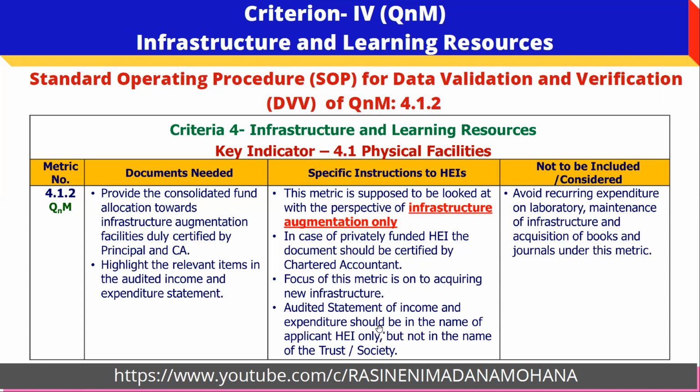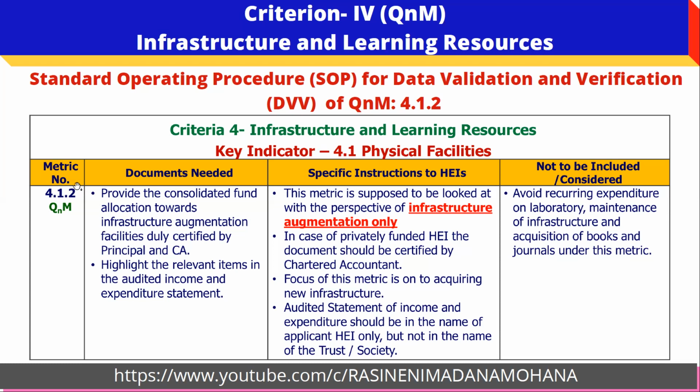Audited statement of income and expenditure should be in the name of the applicant institution only, but not in the name of the trust or society. Otherwise it is not to be included or considered. So avoid recurring expenditure on laboratory, maintenance of infrastructure, and acquisition of books and journals under this metric. This can't be included. You can avoid. This is the SOP of 4.1.2.